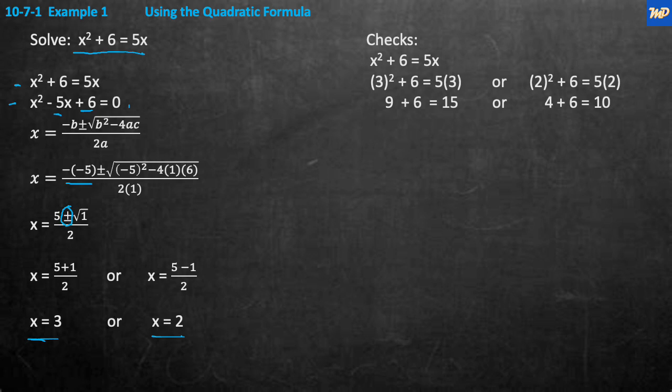Let's just give it a shot. We have an x, we're going to put in a 3, I guess. So 3 squared plus 6 is equal to 5 times 3. Is it? 9 plus 6 is 15 equals 15. Yes. How about using the 2? 2 squared, 4, plus 6 is 10, is equal to 5 times 2, which is 10, correct? 4 plus 6, 10 equals 10. Yes.